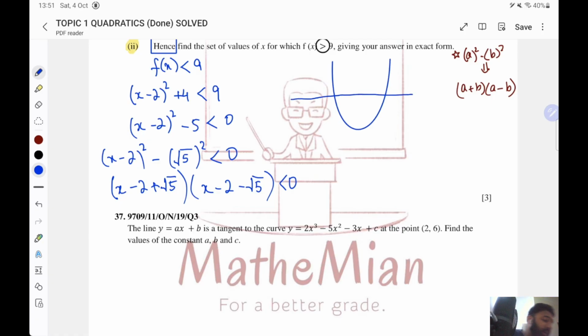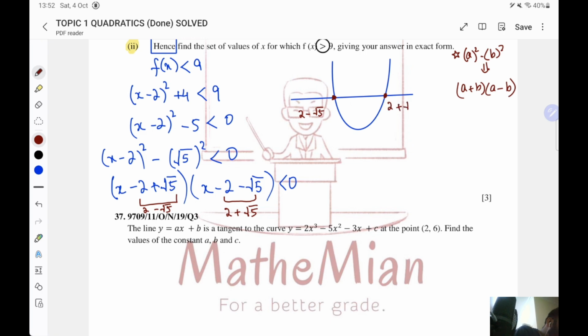After sketching, we need to know what the two critical values are. The critical values are this one with the opposite signs. It's going to give you 2 minus square root of 5, and this one is going to give you 2 plus square root of 5, because when you put it equal to 0, the signs get changed. So this is going to be 2 minus square root of 5, and this will be 2 plus square root of 5.